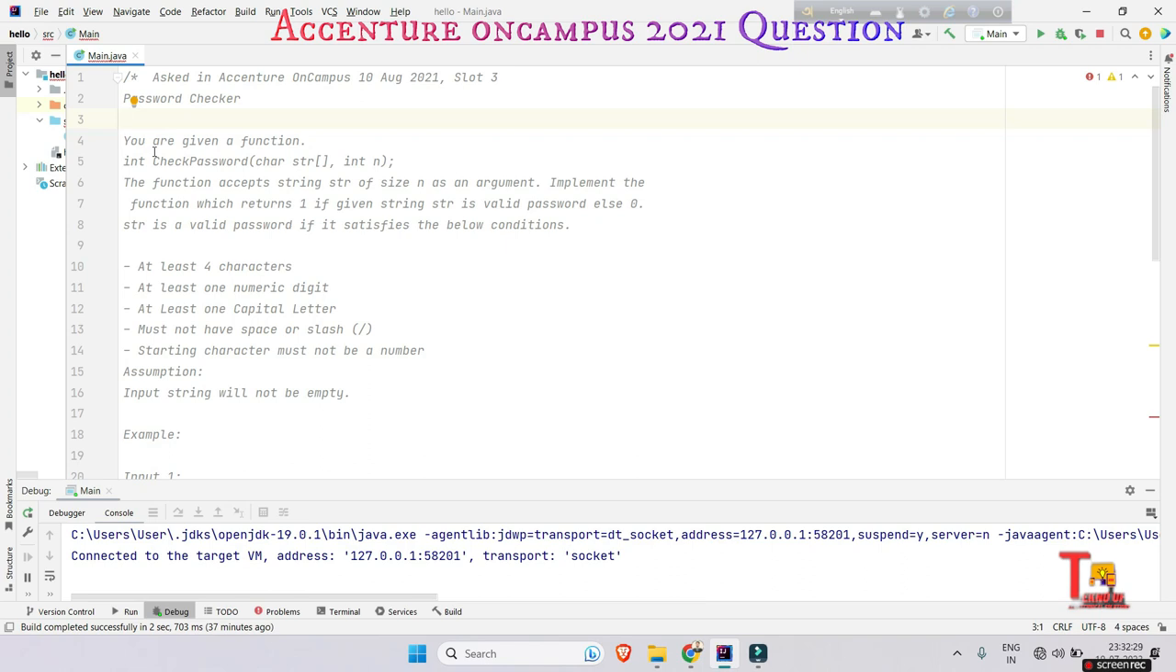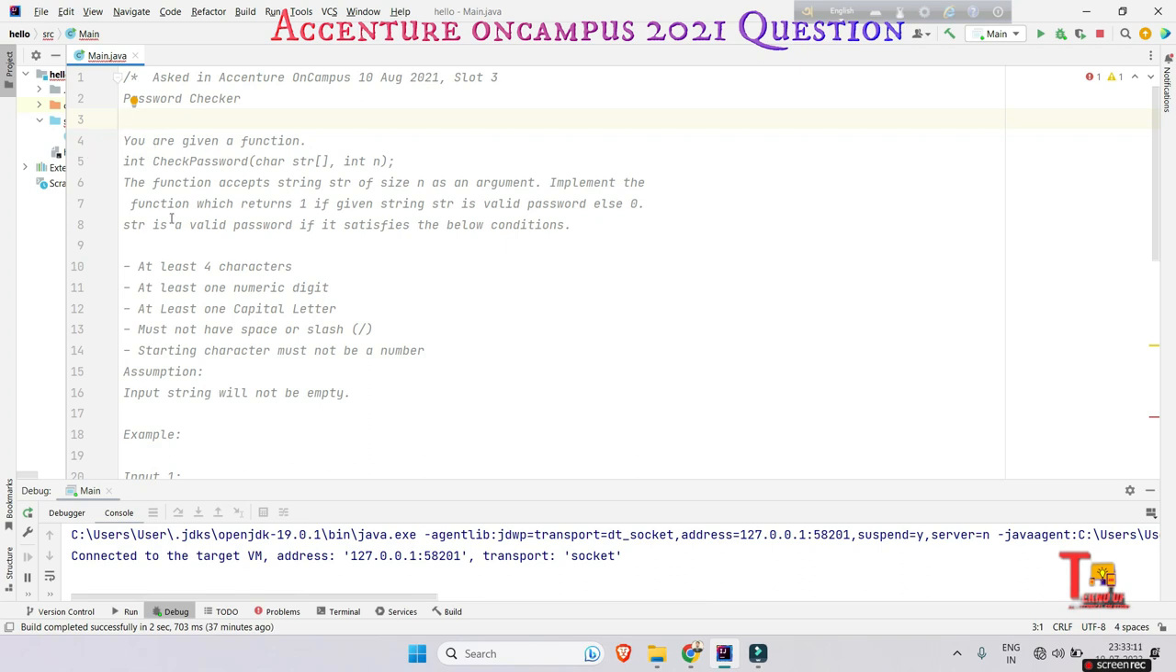It is mentioning that you are given a function int checkPassword(char str, int n). The function accepts string str of size n as an argument. Implement the function which returns 1 if given string str is valid password, else 0. Str is a valid password if it satisfies the below conditions. At least 4 characters will be there, at least 1 numeric digit should be there, at least 1 capital letter should be there, and must not have space or slashes. Starting character must not be a number. If this happens, then you should return 0.